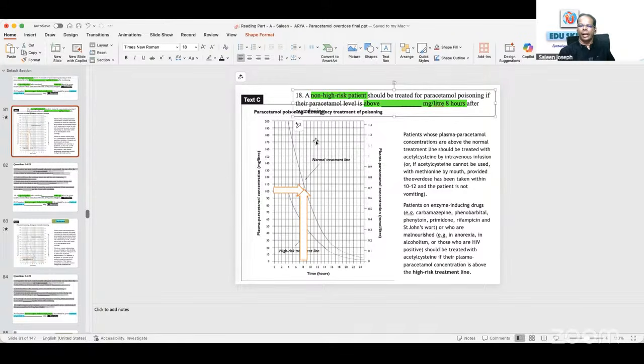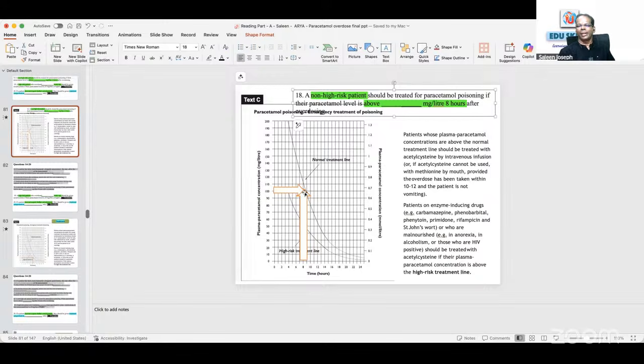And a non-high-risk patient, you see, is normal treatment. This is the high-risk patient, the line starting here and below. This is non-high-risk, normal patients. So at 8 hours, you have to go above till that line, the treatment line, collides.